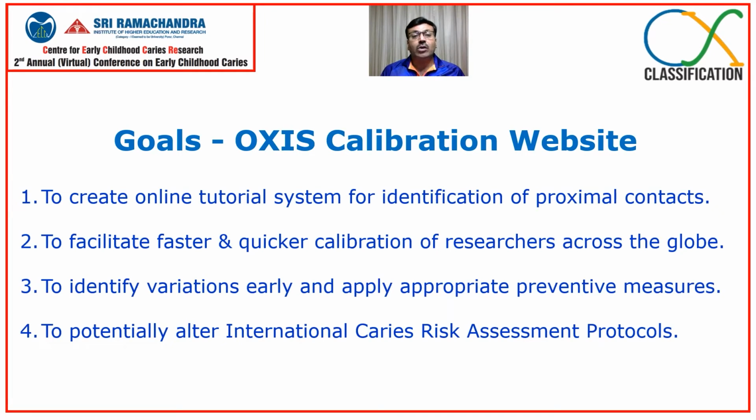So the OXIS Calibration website was created with the following goals: to create online tutorial system for identification of proximal contact, to optimize the efficiency of calibration among researchers around the globe, to identify variation in the proximal contacts of primary teeth early and apply preventive measures accordingly, and last but not the least, thereby potentially altering the international caries risk assessment protocols.